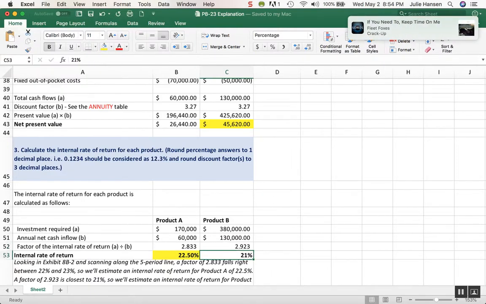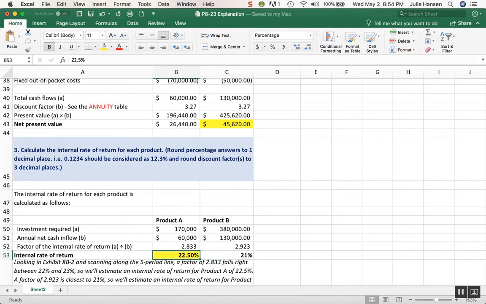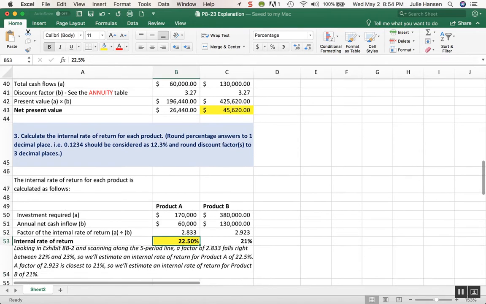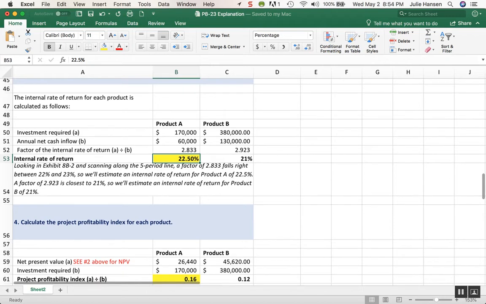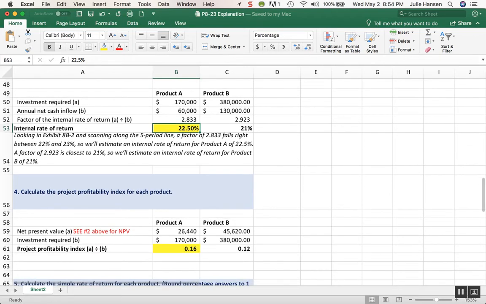All right, and so the internal rate of return is 22.5%, and that's higher than 21, so that's why that one is highlighted right there. Okay, and I'll do the 4th one in the next video.